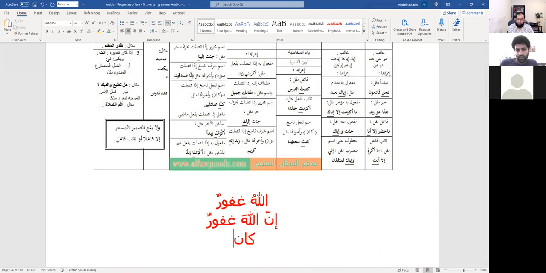But كان and its sisters, كان أصبح, ظل, صار, whatever. ليت لكن, this is the sisters of إن. كان and its sisters, what do they do? They do the opposite. They make the اسم مرفوع, كان الله, and the خبر becomes منصوب. كان الله غفورا. Clear?